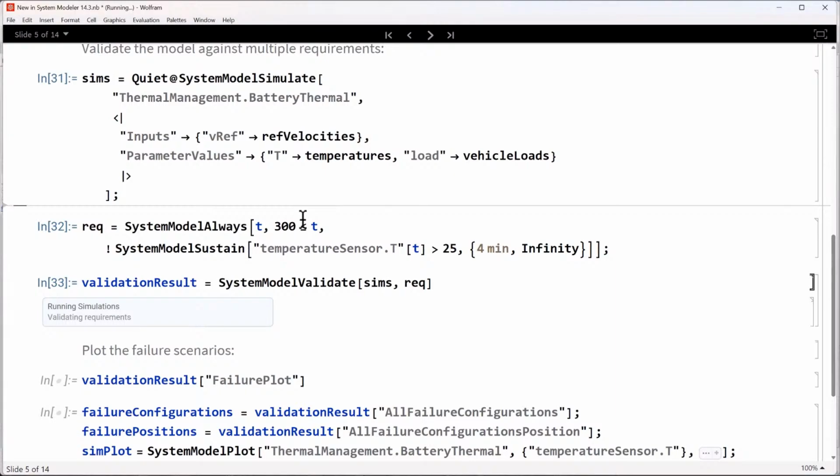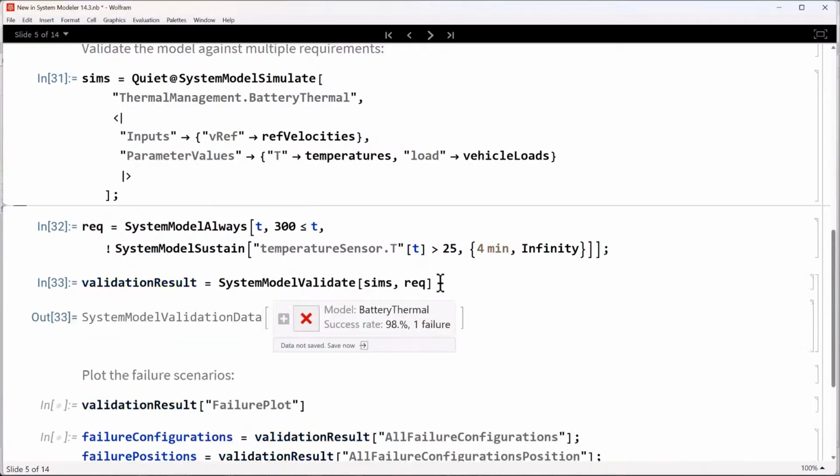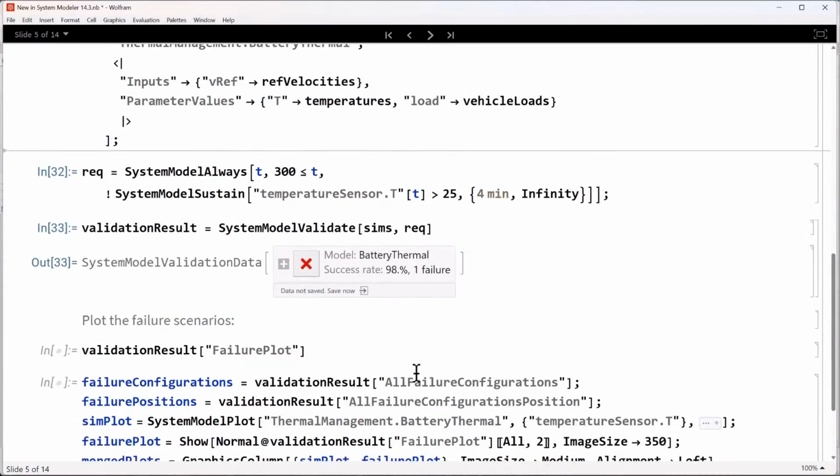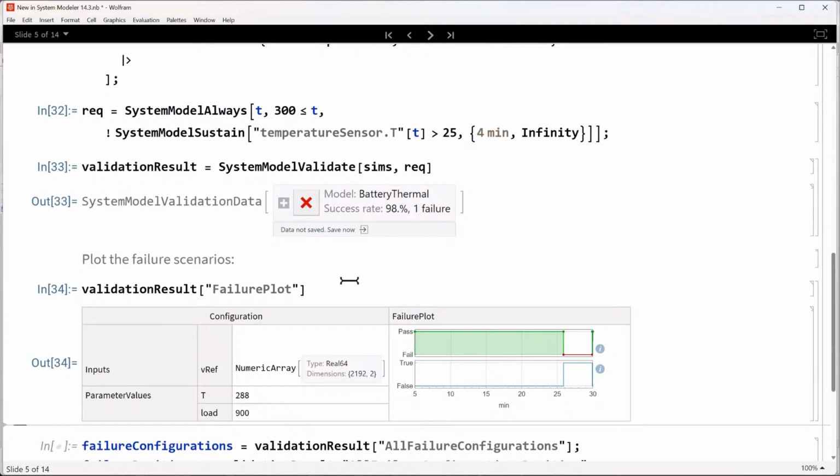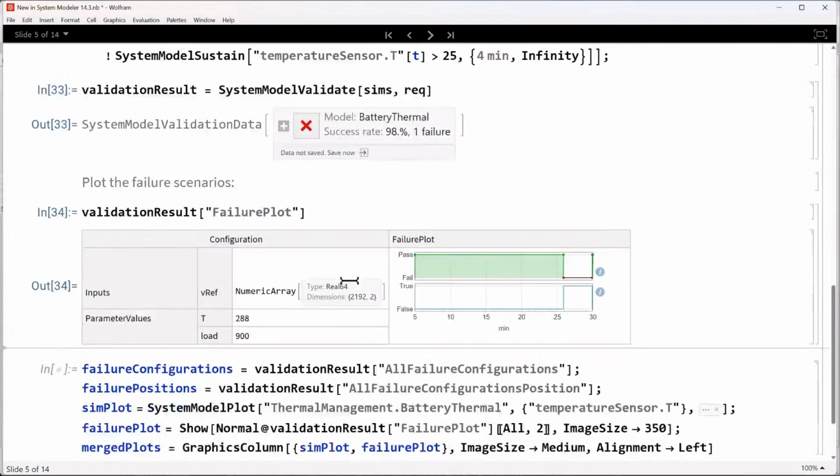We then pass these requirements to system model validate. This function checks the simulations and reports the results. In this case, one test failed. The system also records where, when, and under which configurations failures occur, so you can trace them.